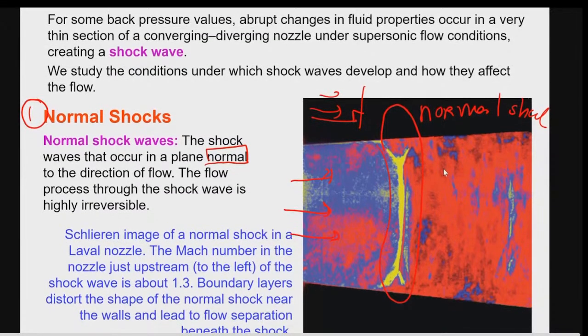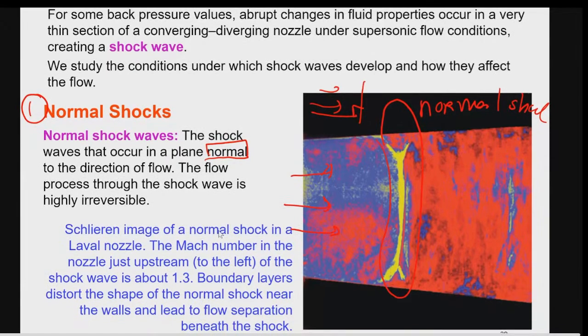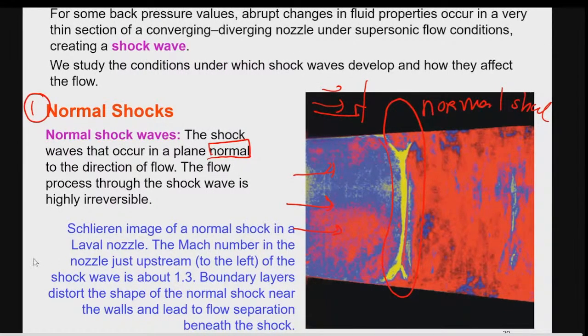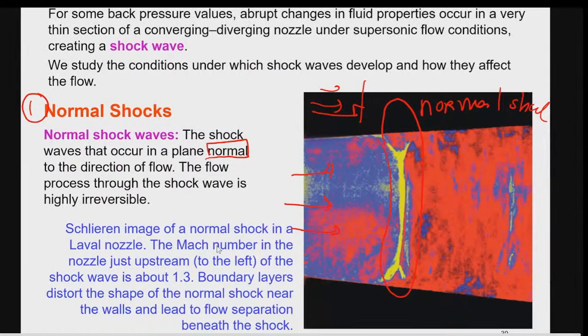And you can see on your right screen, this is the normal shock image in a nozzle. The Mach number in the nozzle just upstream, to the left of the shock wave, is about 1.3. The boundary layers distort the shape of the normal shock near the walls and lead to flow separation beneath the shock. So this is the phenomenon of normal shock.